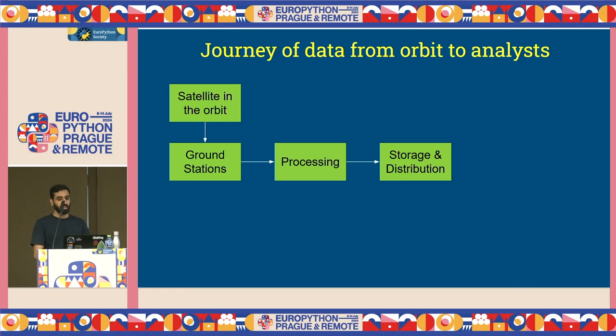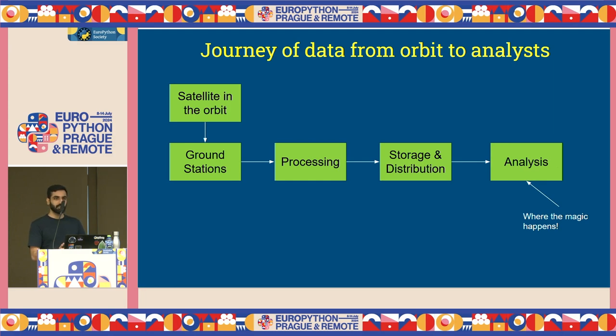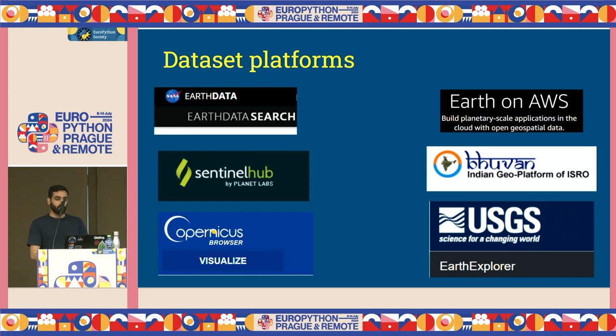Storage and distribution. Now the data is stored in large databases, and then it is distributed over various platforms, which we are going to see in the next slide. Analysis. Now this is where the magic happens. Trained analysts or deep learning professionals use this satellite dataset in order to get some outcome out of it. Now here are various data platforms where you can download satellite datasets for free, like Earth Data from NASA, AWS, Sentinel Hub, Bhuvan from Indian Space Research Organisation, Copernicus from European Space Agency, and USGS. All of these platforms provide different types of satellite datasets. Some of them might have high resolution, some of them might have different numbers of bands, and so on.